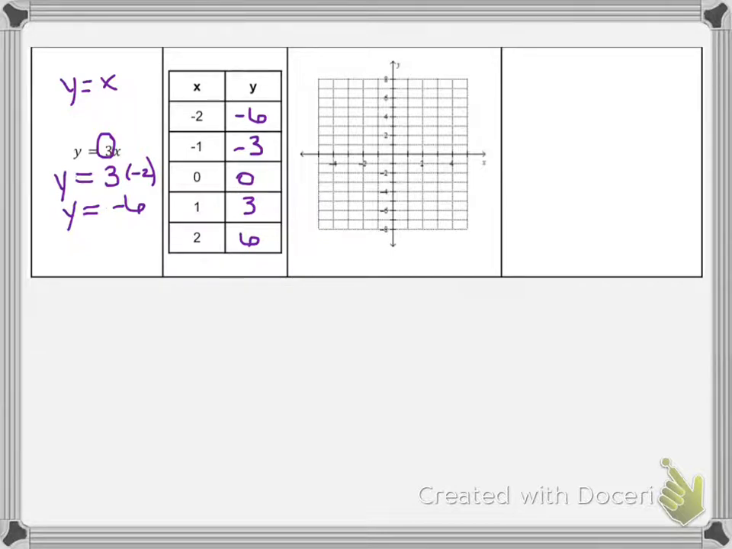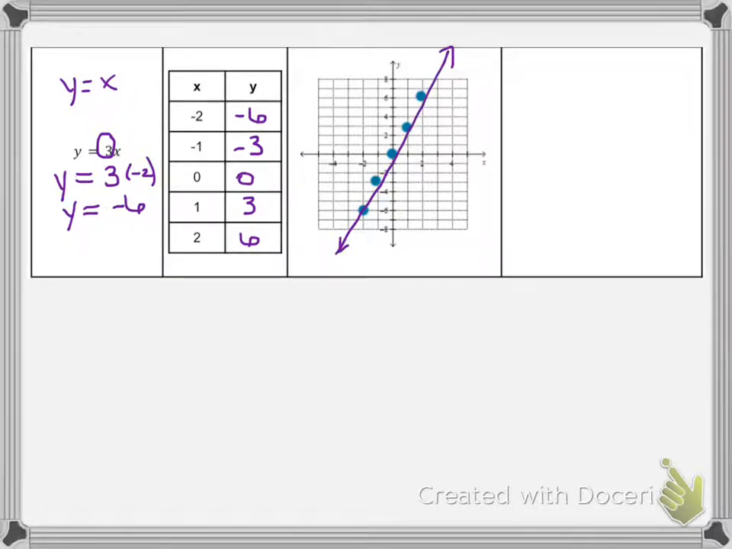So now I'm going to plot those points. So -2, -6 is here. Oops. Then I have -1, -3. Then I have 0, 0. Then I have 1, 3. And then 2, 6. All right, I'm going to connect those. It's not perfect, but that's okay.